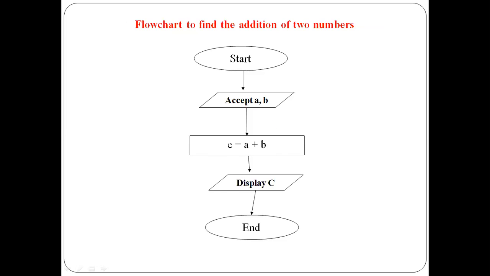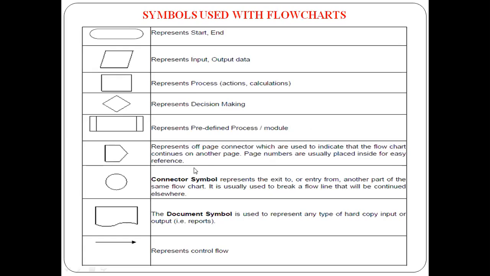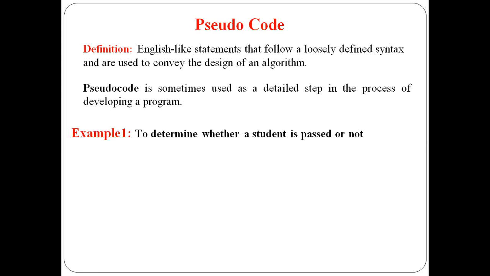I'll show you some more examples. The best example is, you can see here. First you have to write start. Step 1, accept a, b. Step 2, c = a + b. Step 3, print c, and end. This is an algorithm to find the addition of two numbers. Okay, so that is about algorithm.